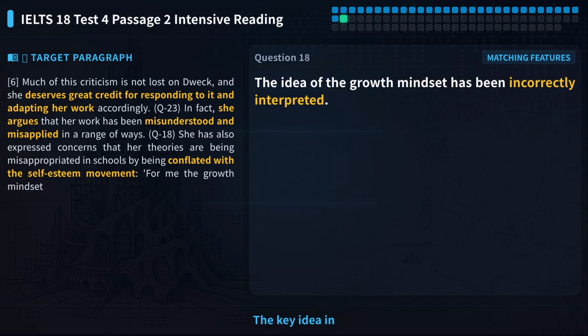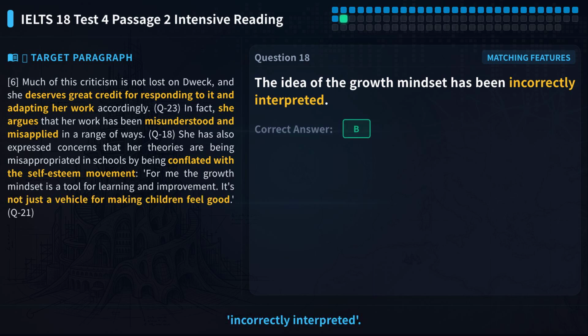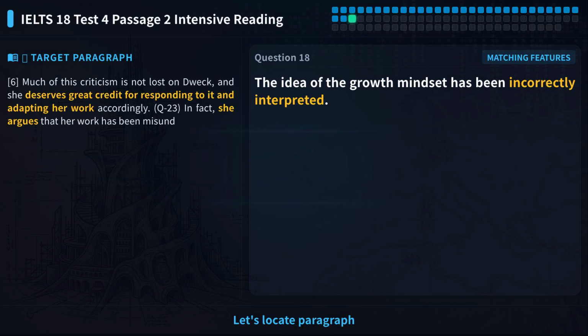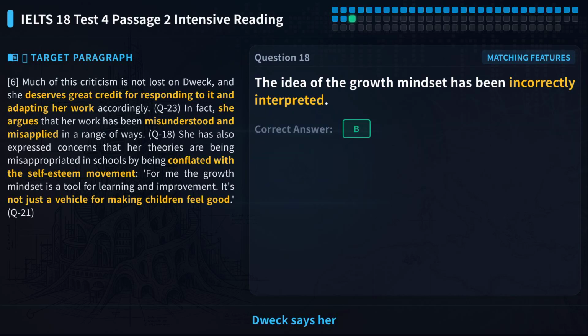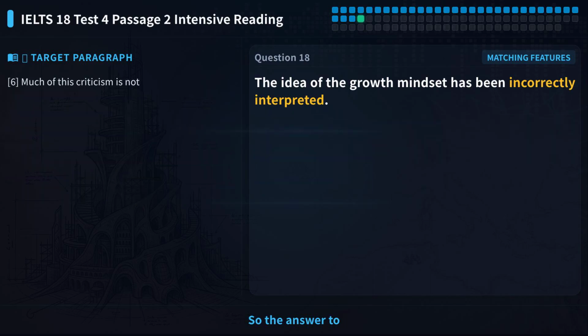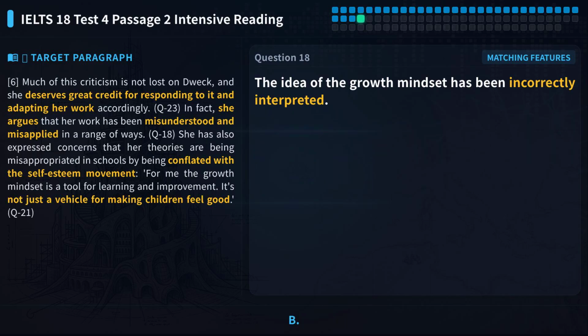The key idea in the question is incorrectly interpreted. We need to find who thinks the growth mindset has been misunderstood. Note, this is not about the idea itself, but about who made this claim. Let's locate paragraph 6. Dweck says her work has been misunderstood and misapplied. She believes the growth mindset has been incorrectly interpreted, which matches the question statement exactly. So the answer to question 18 is B.